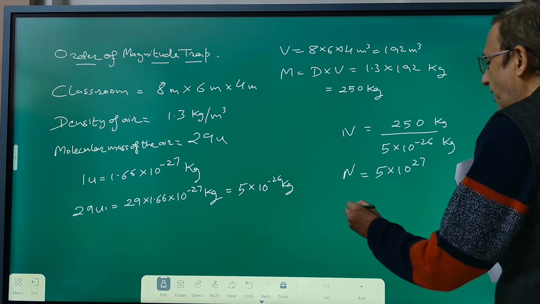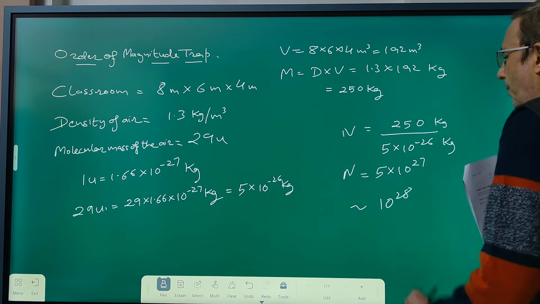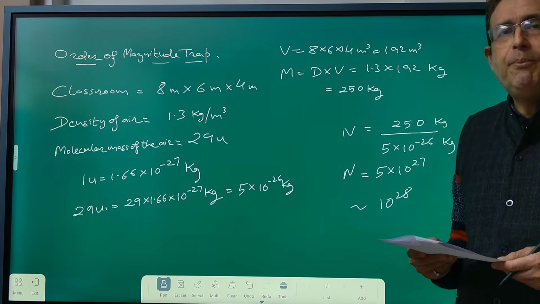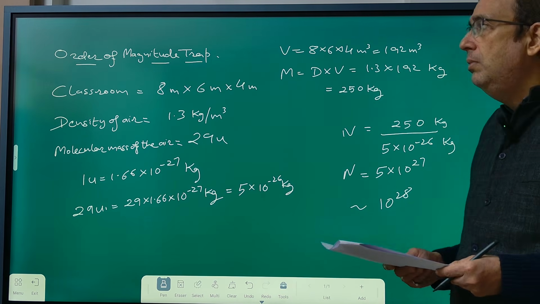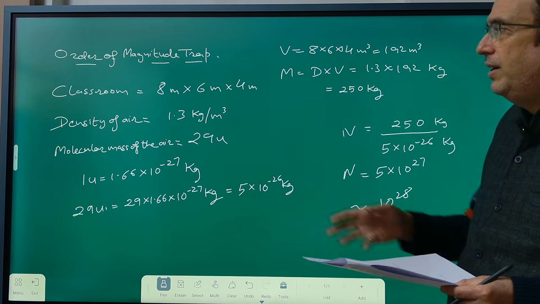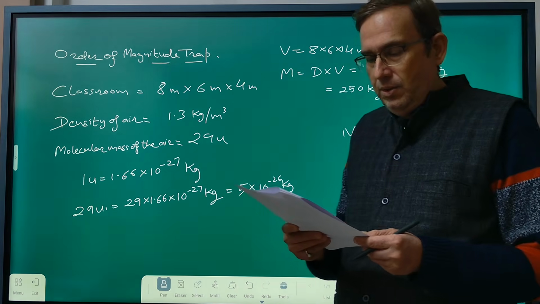So the order of magnitude is 10 raised to power 28. Approximately 10 raised to power 28 molecules are present inside a room with this much dimension, if the density of air is 1.3 kg per meter cube. Okay.